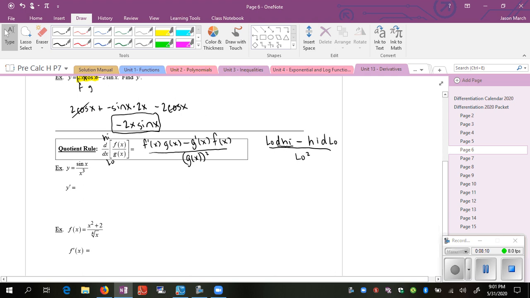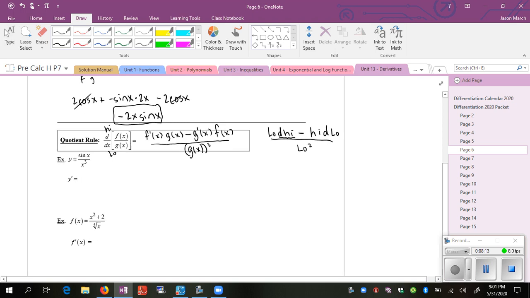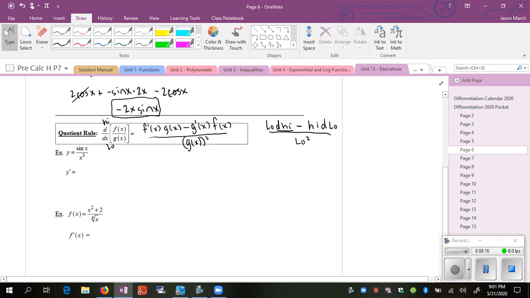So sine x over x cubed. The low is x cubed, the high is sine x. So low d high. D high is the derivative of the top, which is cosine x, minus high d low. High is sine x. D low is 3x squared. Maybe parentheses, not necessarily important, but throw it in there. All over the low squared. Looks kind of messy.